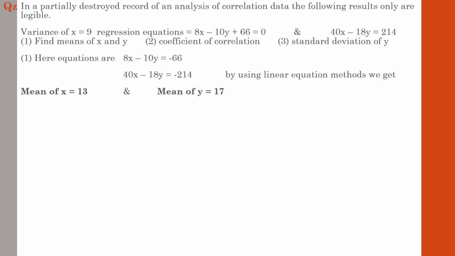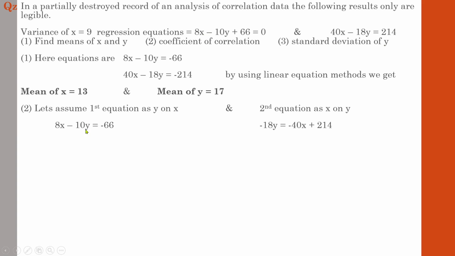Okay, so let's go to the second part. For the time being, you need to assume that the first equation is y on x and the second equation, this one, is x on y. So 8x minus 10y equal to minus 66 and minus 8y equal to minus 16x plus 214, which can be written as x equal to c for y on x.